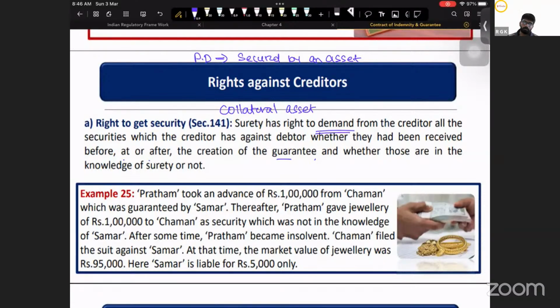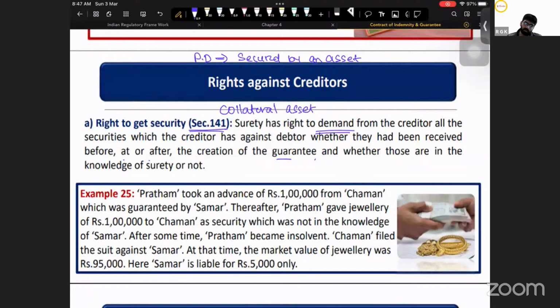Suppose a jewel loan is taken. You go to a bank, deposit the jewelry, and take a loan on it, for which your friend has given a guarantee. If you fail to repay that loan and your friend pays it, those jewels will go to your friend. Whether the friend knows it or not, whether the jewels were taken initially or later, once the surety makes the payment, he gets the entitlement on the security. This is what Section 141 clearly states.